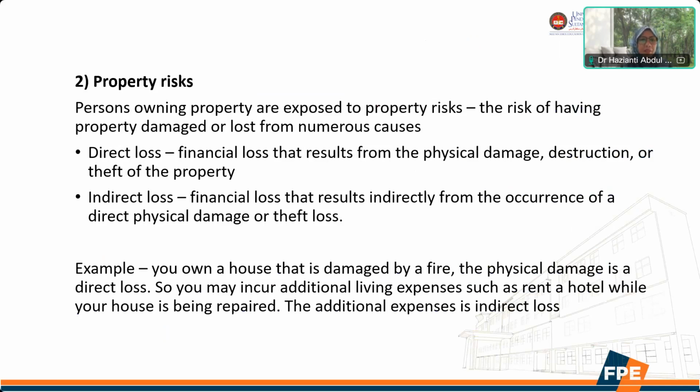If you look at this example, a house that is damaged by fire, the physical damage is a direct loss, a financial loss. We can quantify the physical damage or the destruction. But you may also incur additional living expenses. For example, the house has burned, so the person or the family needs to rent a hotel or a house while the house is being repaired. These additional expenses are considered indirect loss. So this is also under property risk.